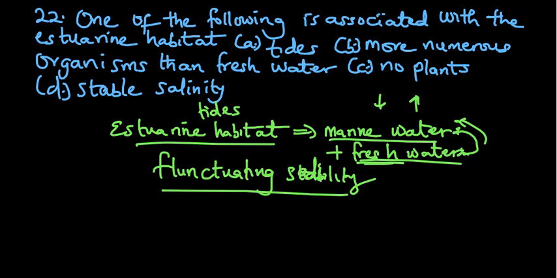So option D has cancelled itself. So no plant, there will surely be plants in it. So more numerous organisms than fresh water. So that one also is not correct. But tides, of course, because marine water mixed with fresh water, there will be tides in the estuarine habitats. I hope you understand. Let's move to the next question.